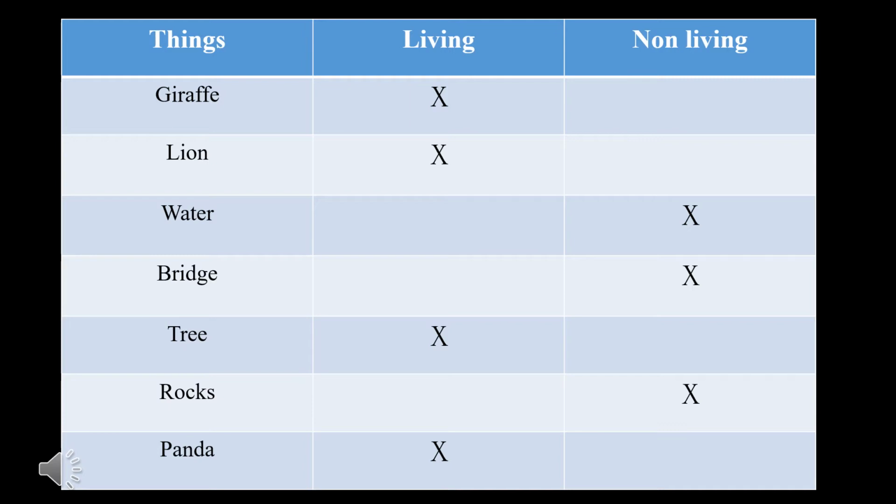Next, we will select bridge. Bridge also a non-living thing. What about tree? Tree is a living thing. There are so many rocks in that picture. We can identify rocks as non-living things. Finally, panda. We can identify panda as a living thing.